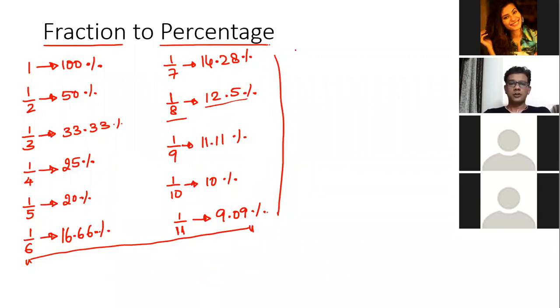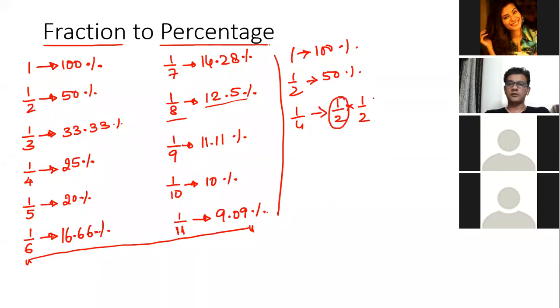So we all know 1 is 100%. I hope this is not a problem for anyone. 1 by 2 is half of 100. What is half of 100? 50. 1 by 4 is half of 50, because 1 by 4 is nothing but 1 by 2 into 1 by 2. Okay, I'll put an arrow mark, otherwise someone will say minus sign. So 1 by 4 is 1 by 2 into 1 by 2. So 1 by 2 itself is 50%. So half of 50%, 25%.